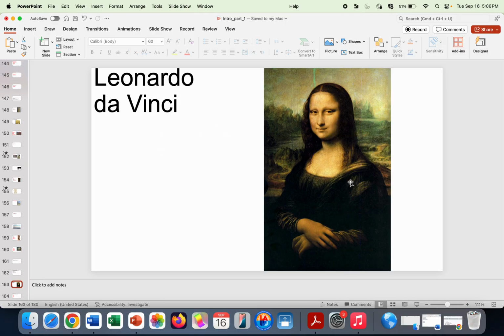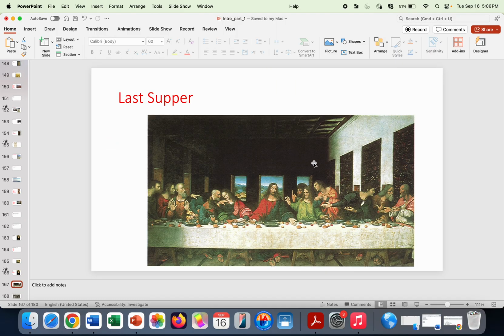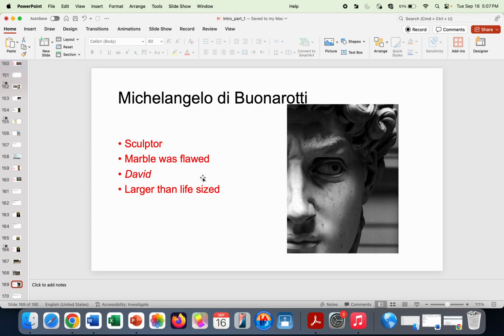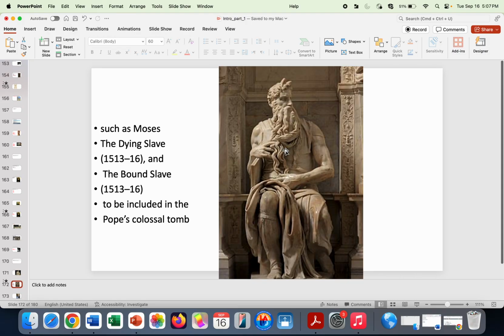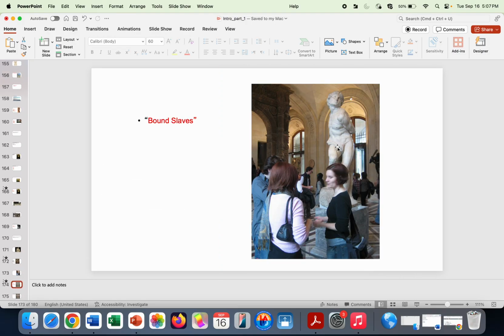And the High Renaissance is the geniuses, Leonardo da Vinci. Sfumato is his technique. It looks smoky. Last Supper is Leo. Michelangelo, the great sculptor. And he did sculptures here, very expressive. Another sculpture here. And more sculptures here.